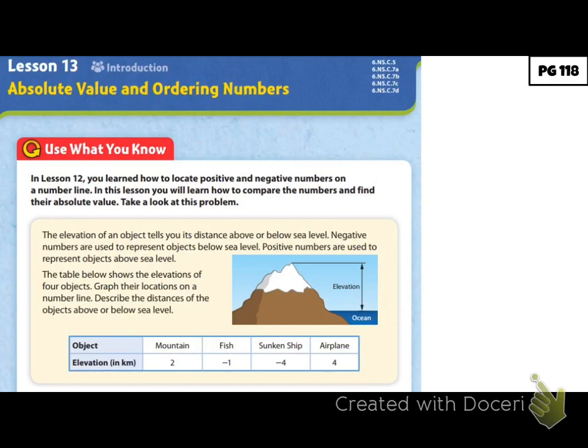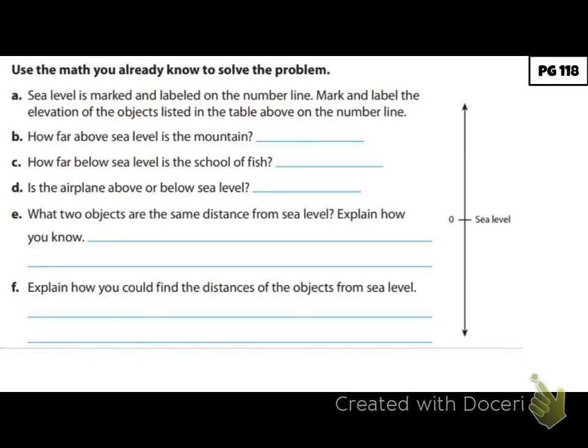So you can see here that we have elevations. We have the mountain, which is at a positive 2, a fish is at negative 1, a sunken ship is at negative 4, and an airplane is at 4. So we're going to use what we know to solve these. Sea level is marked and labeled on the number line. Mark and label the elevation of the objects listed in the table above on the number line. So if you look above on the number line, the first one is the mountain and it is at 2. So we're just going to mark, let's say this is 1, this is 2, this would be the mountain.